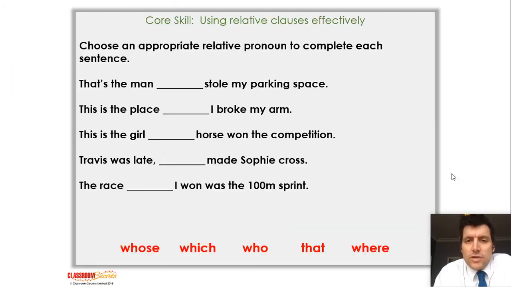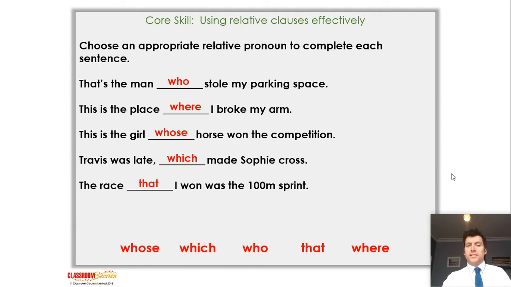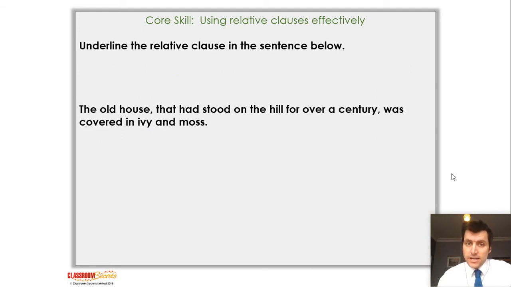Relative clauses then are something that are really useful in our writing. They allow us to add extra information. We've already looked quickly at those relative pronouns, and I'd like you to quickly pause this and see if you can spot which relative pronoun should go in each of these spaces. So pause it for 10 seconds. That's the man who. This is the place where. This is the girl whose. Chris was late, which. And the race that I won was the 100-meter sprint. So we've got those relative pronouns completing those sentences.